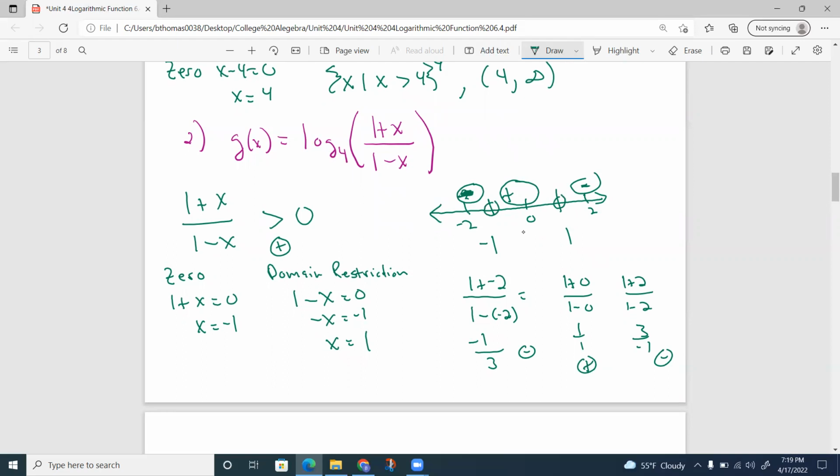If I'm using set builder notation, it's going to be the set of x's such that x is between -1 and 1. If I'm using interval notation, it's going to be -1 to 1 using interval notation.